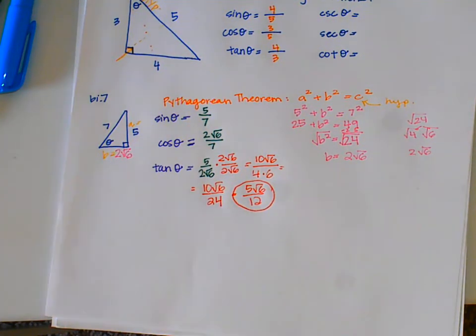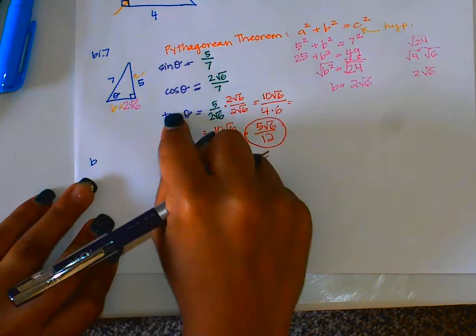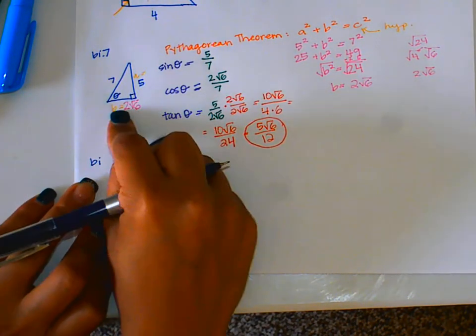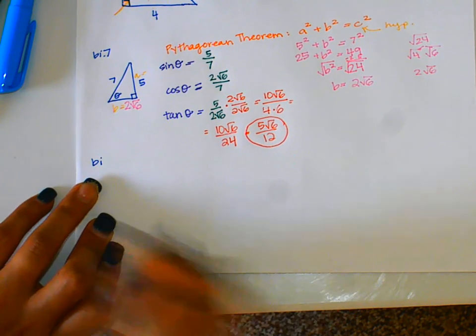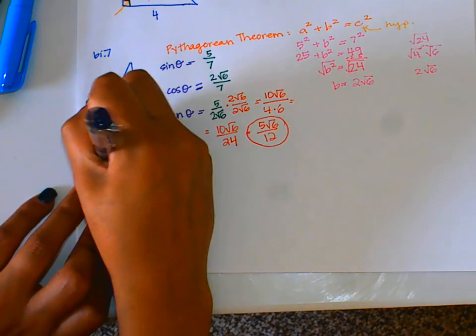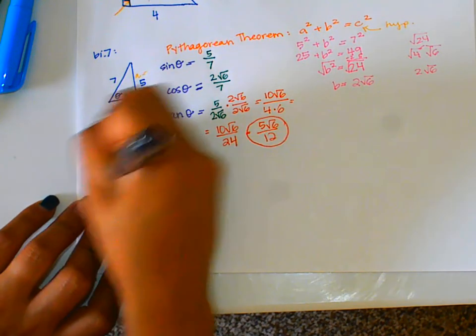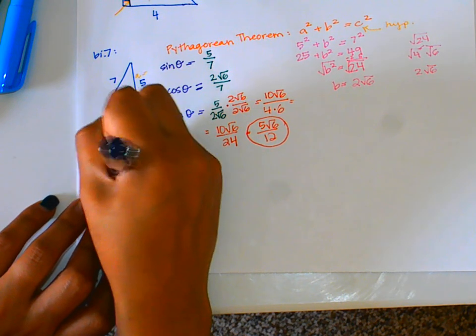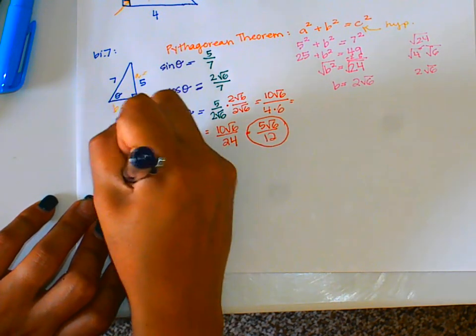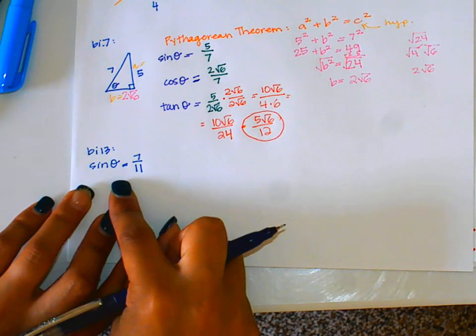Okay, the next thing I want to do is something like this, when you're given one of the measurements and you have to find the rest of them based off that one. So let's just do number 13, which tells us that sine of theta is equal to 7 over 11. So this actually gives us 2 measurements of a triangle.